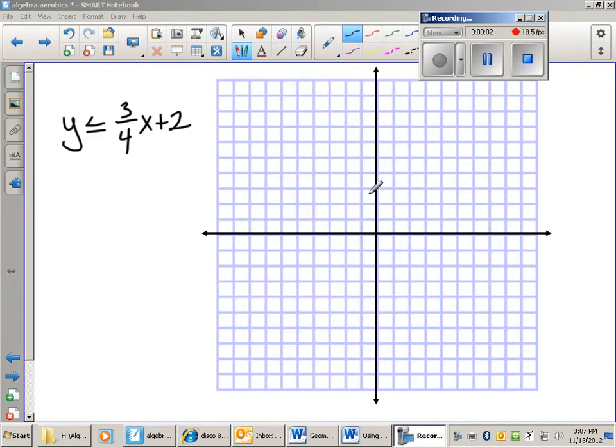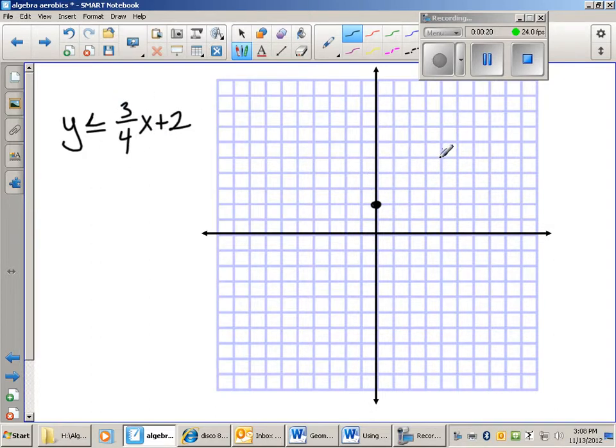Okay, ladies and gentlemen, we're going to talk about how to graph an inequality today. So if I have this inequality, I would graph the line just like normal. So I would have my y-intercept at 0, 2, which will be right here, and my slope, which is 3 over 4. I'm going to go up 3 and over 4.